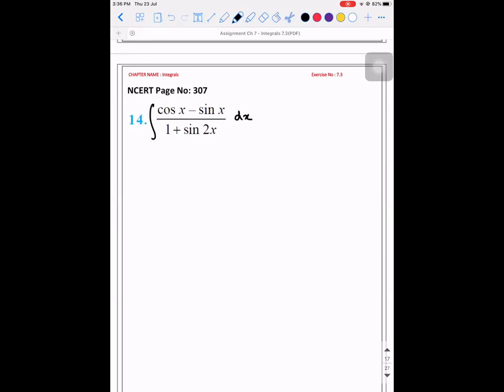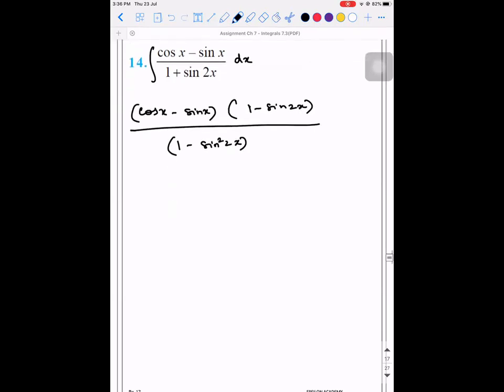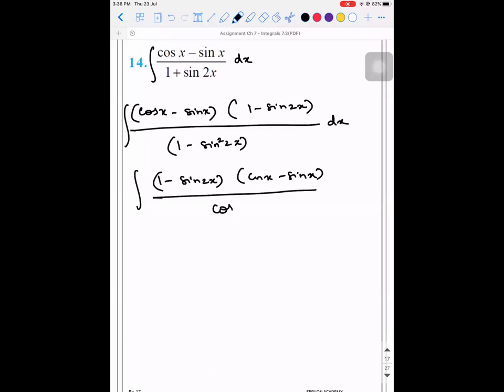So what is the idea you people are getting? Here can we rationalize? Okay, you want me to rationalize and see? I'll try it. Cos x minus sin x into 1 minus sin 2x divided by, the denominator will be 1 minus sin square 2x. So this will be the integral of (1 minus sin 2x) into (cos x minus sin x) divided by, what will happen to the denominator? It is cos square 2x.